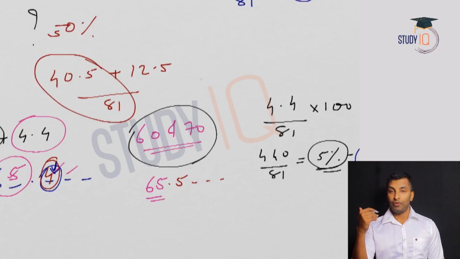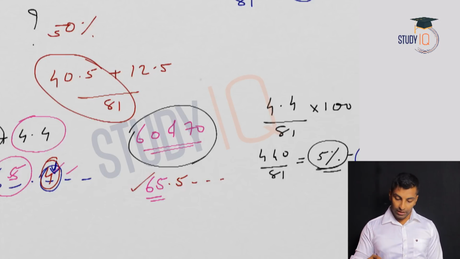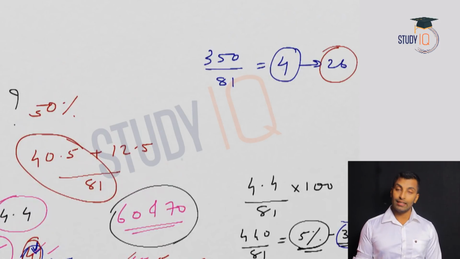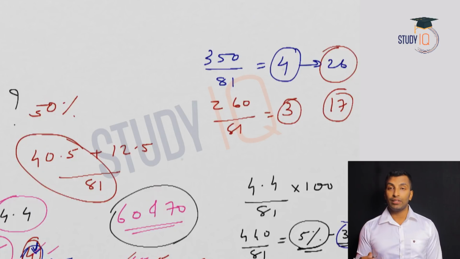Now if your answer choices are like 65.4, 65.5, 65.6, 65.7, whatever the digits coming after, you can pick the one with 65.4. But if your answer options are like 65.45, 65.47, then we need to proceed further. So how will you proceed? What is the remainder? That is 26, right? So add a 0, 260 by 81. Now you get 3 with the remainder 17.